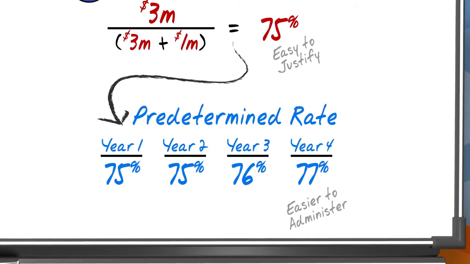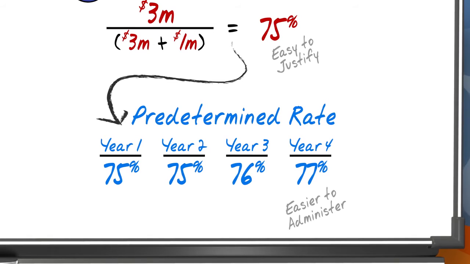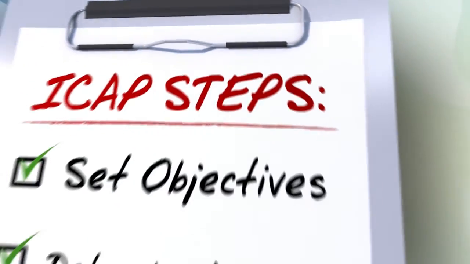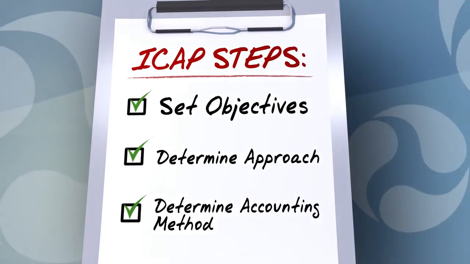As long as the indirect costs are allowable under current federal aid regulations, what you include in the cost pool and the allocation base, the number of rates you develop, and the accounting method you use is at your agency's discretion. Determine accounting method.